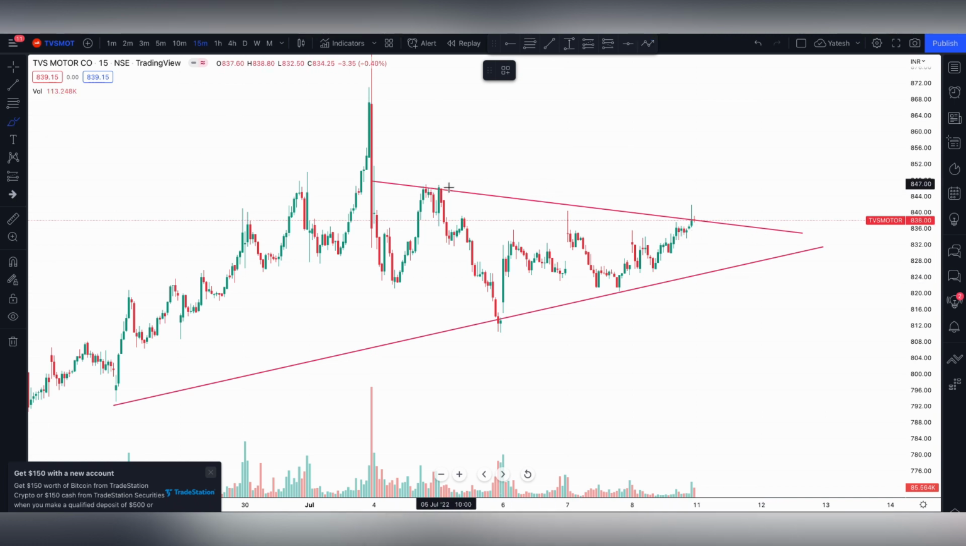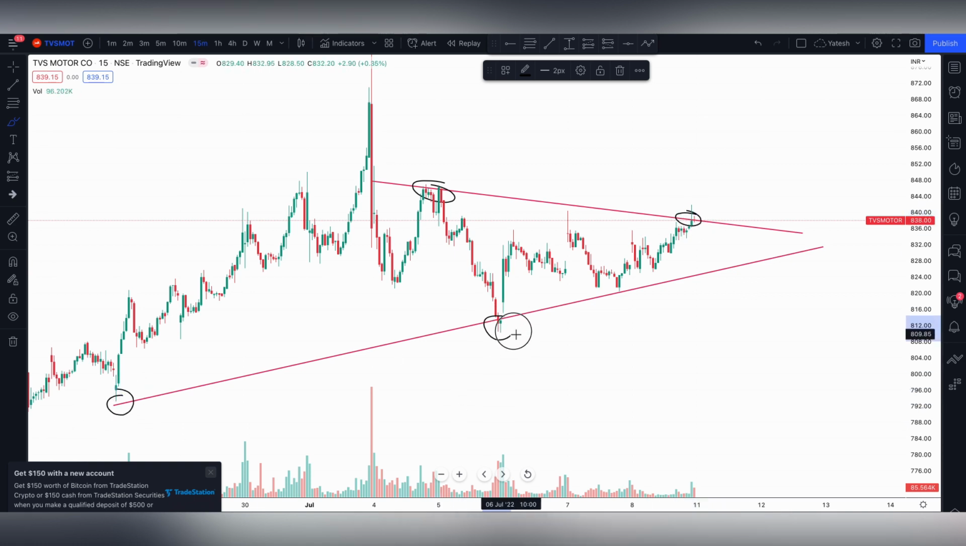You can see here, right? This level acted as resistance. Again, this level is acting as resistance. So we have a support here. Again, we have a support. So this is a very strong support and this is a very strong resistance.